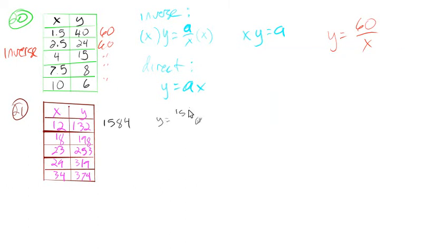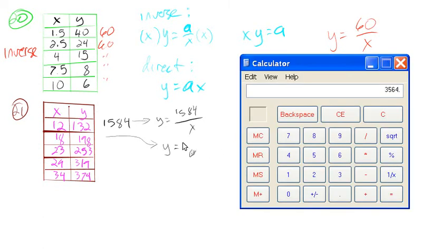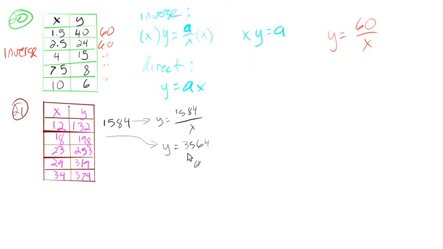equals 1584 over x. But for the second one, the equation would be y equals 3564 over x. Those are two different equations; the same equation can't govern all of these ordered pairs. So that's not going to work out. It's not inverse, but maybe it's direct.